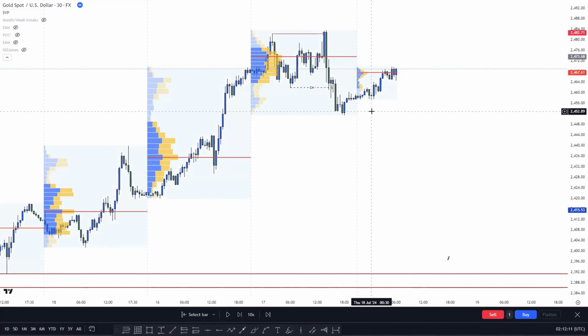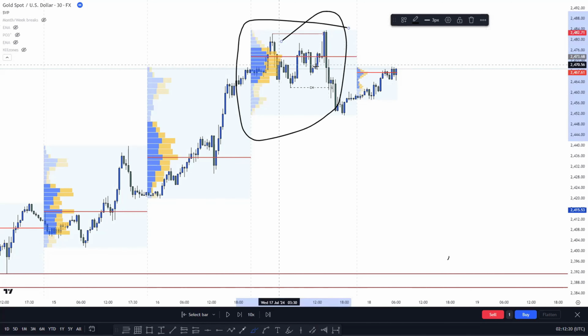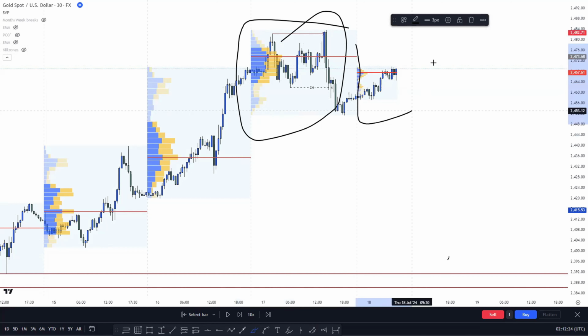When I have our session volume profile plotted here, we focus on the previous session, or the previous trading day. This is what we actually focus on so that we can capitalize our entry on the current trading day.